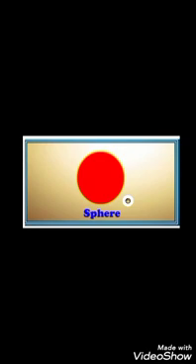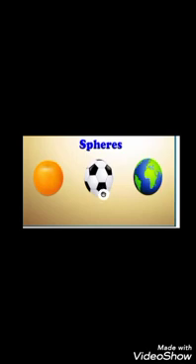A sphere has only one curved surface. So to hold, for example, football, globe, orange, to hold all these things you have to make your palm curved. You can't hold them while keeping your palm straight. So it has one curved surface. I have told you about these examples of sphere: orange, football, globe. So today we have done with the solid shapes and their examples.